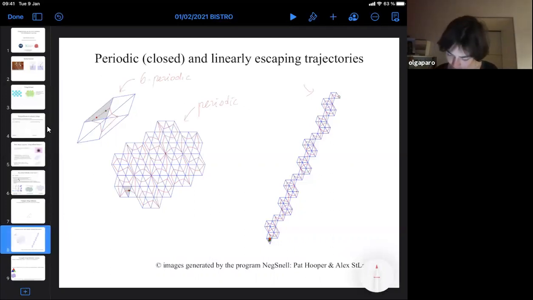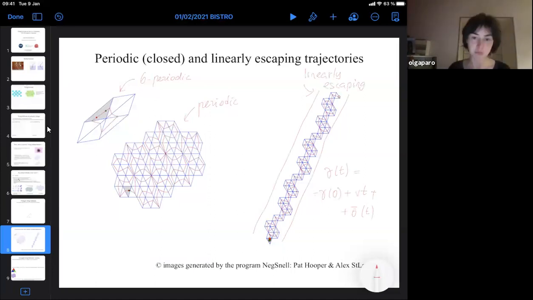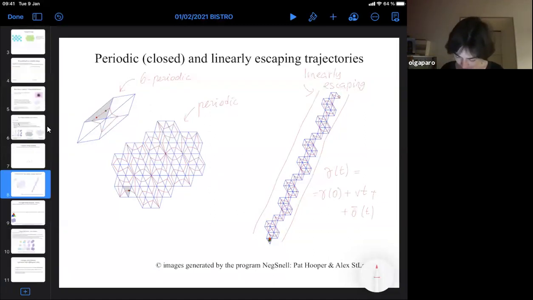And here you see another type of trajectories that you can find. It's linearly escaping. I call it linearly escaping. It means that the trajectory is living inside some band and can be parametrized by a line up to some small mistake. So it has some strong linear direction. So these are the examples, and one can prove that actually this is what happens generically.